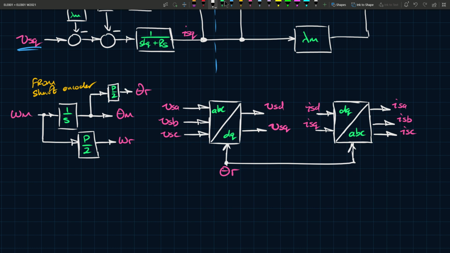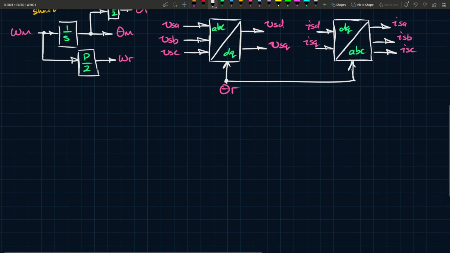Okay, and like I mentioned, in permanent magnet synchronous machines, the rotor flux angle is the same as theta r, and is therefore measurable by a shaft encoder, unlike the induction machine where there's no direct correlation between the rotor flux vector position and theta r. So you need what we call a flux observer, which we've seen in the past already.